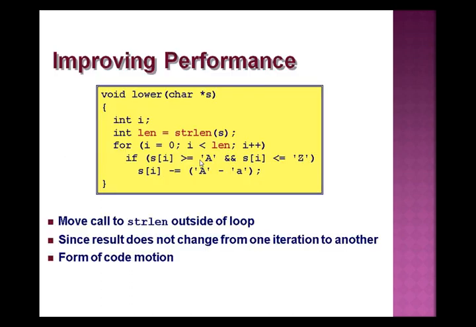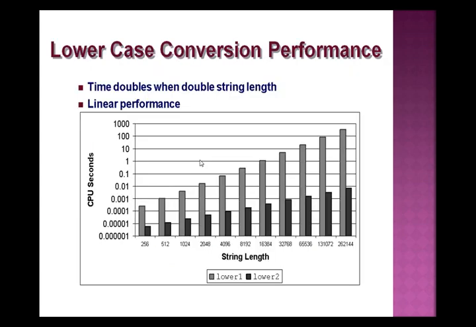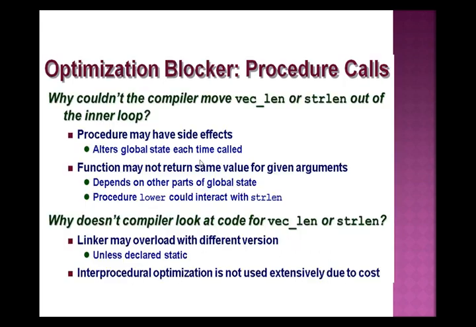This is the syntax: strlen is executed every iteration, for every length of the string. Overall performance is quadratic. Then how to improve the performance? This is the function that is used to improve the performance. That is, move the call to the strlen function outside of the looping. This is the diagram.